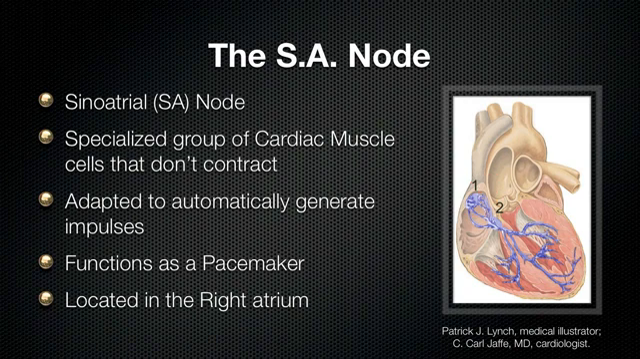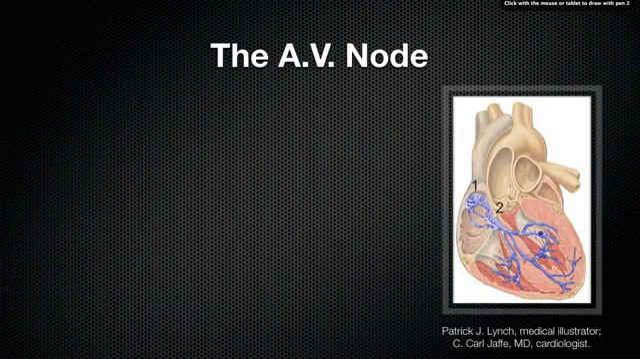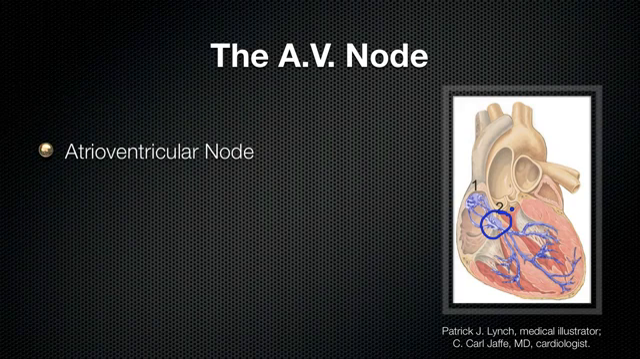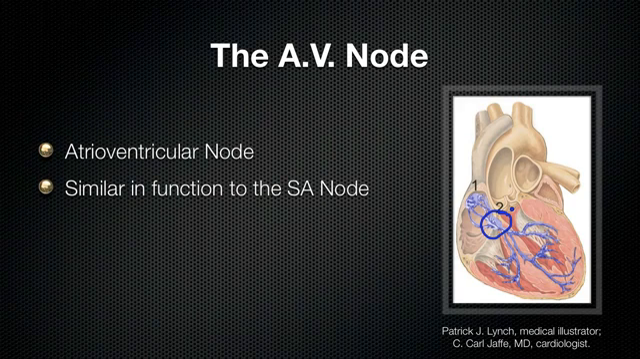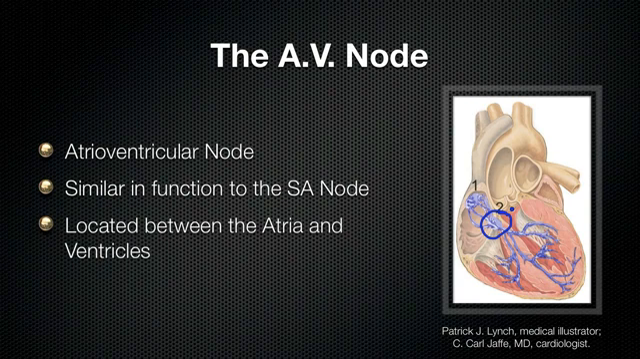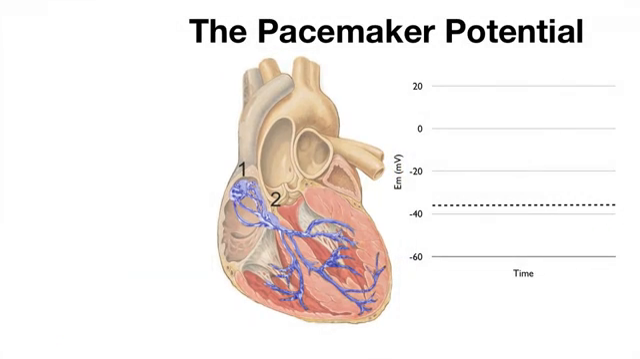So now let's talk about the AV node. The AV node is number 2, so it's this cluster of cells here, and it stands for the atrioventricular node. It is similar in function to the SA node in that it automatically generates impulses, and it is located between the atria and the ventricles, hence the name atrioventricular node. Now let's go back to the SA node and see how this results in the pacemaker potential.